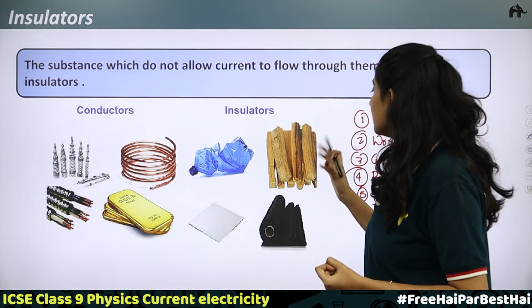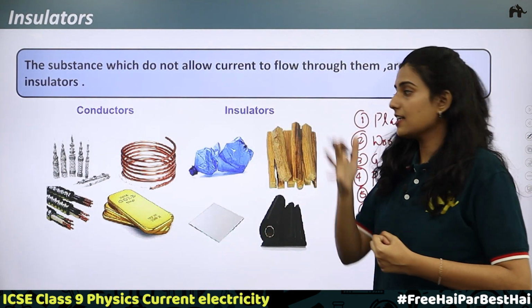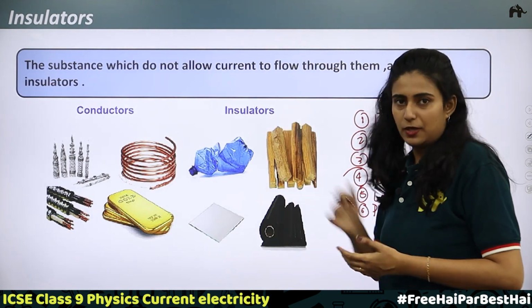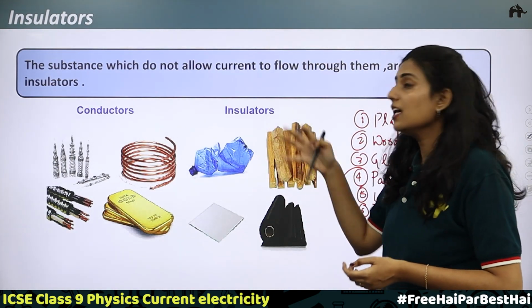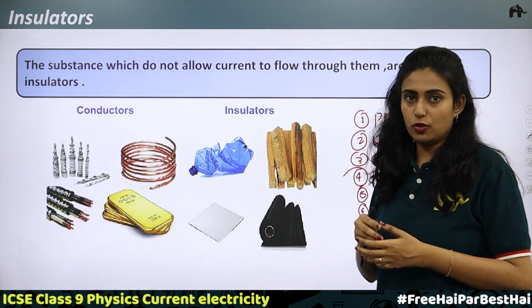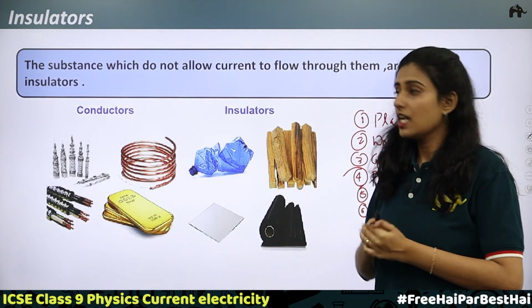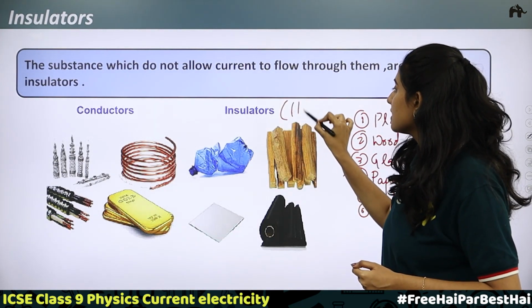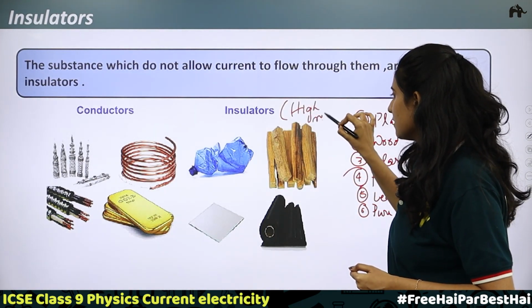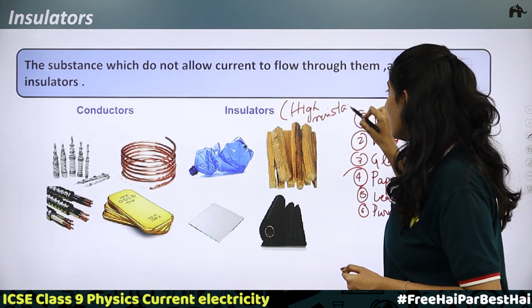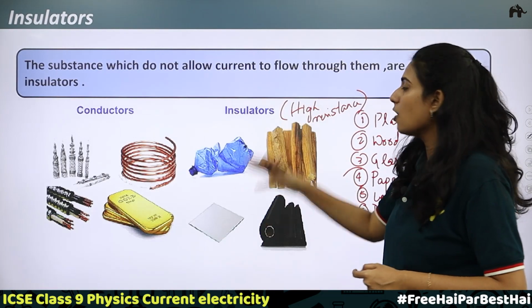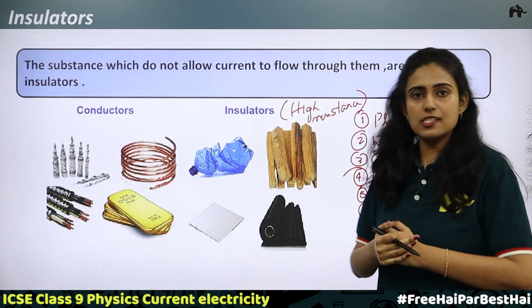Insulator means there is some resistance offered. What is resistance? Resistance means there is some stopping. You are resisting the amount of current that is flowing. You can control the amount of current flowing. So when it comes to the case of insulators, there is high resistance. They are offering high resistance. They do not allow the current to flow at all. The current is completely stopped from flowing through the circuit.